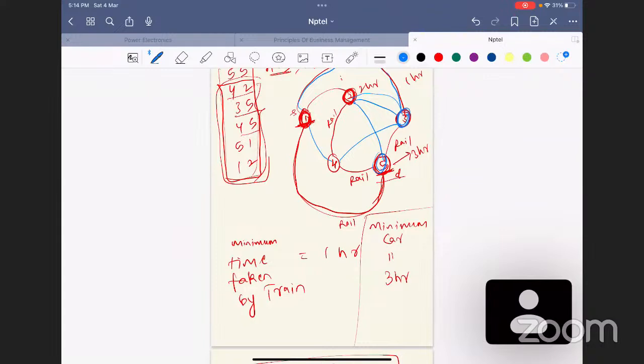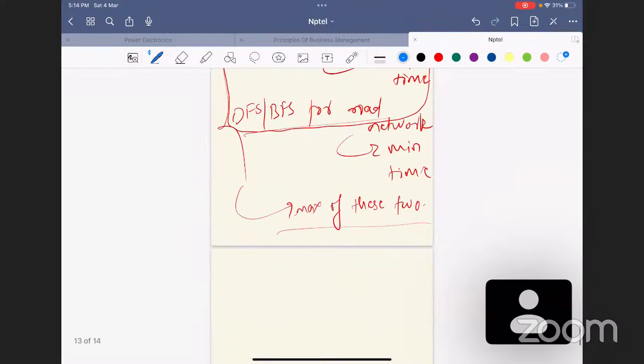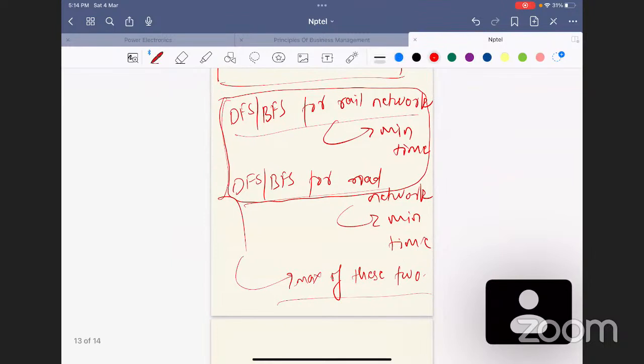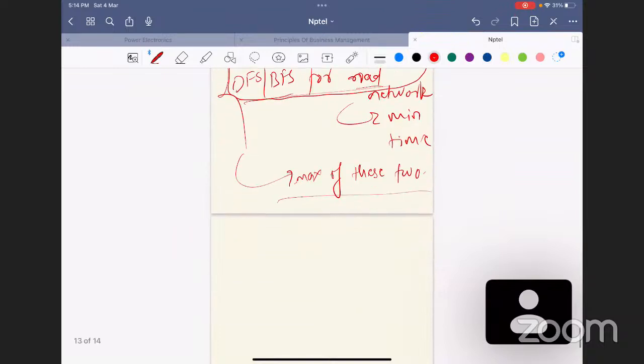He's saying that the pace is a bit fast. Yeah, okay. I'll try to go slow. Yeah, sure. So yeah, talking about the solution, we run a BFS or DFS algorithm on the rail network. We run a BFS or DFS algorithm on the road network and print the maximum of these two. So that is our answer.